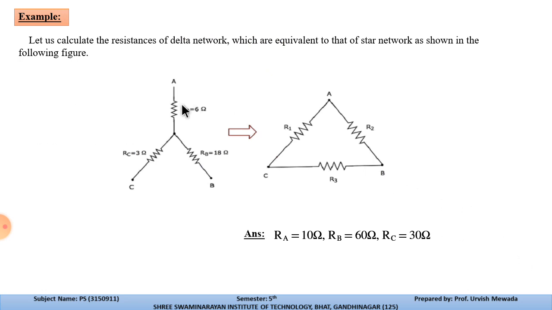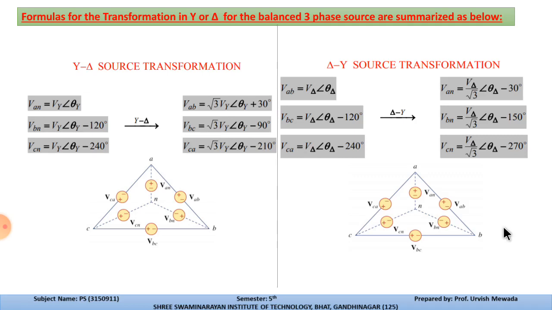So this is again one example given to transform star into delta, and the answer is given for all the branches, which you find from this. You can take this as a reference along with the above equations, and you can calculate the star to delta transformation. Now we are recalling the previous lecture, in which we converted star into delta.